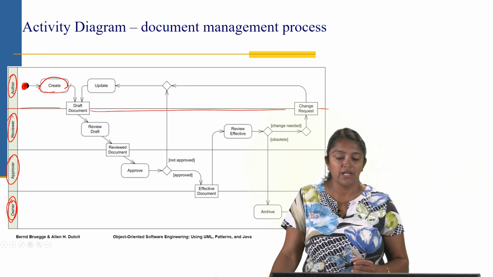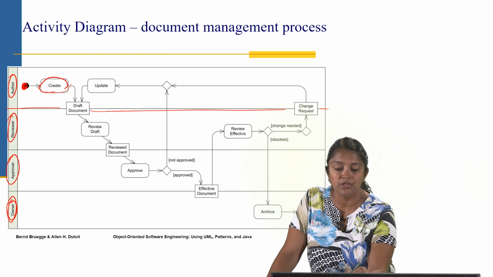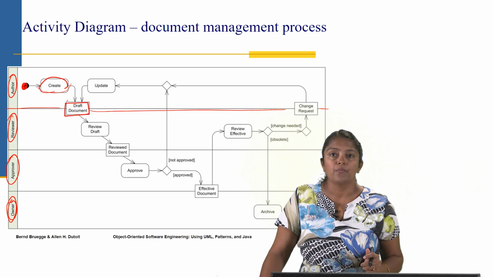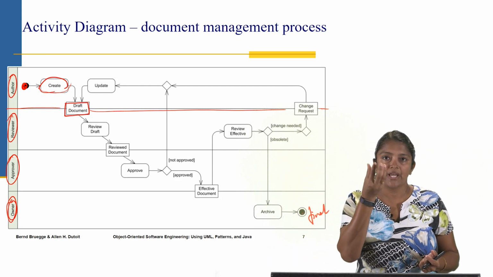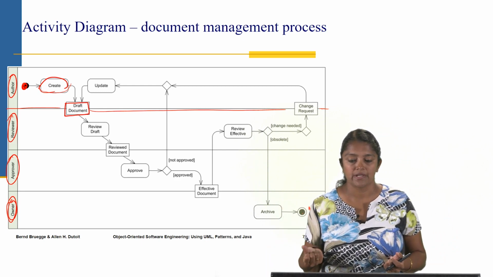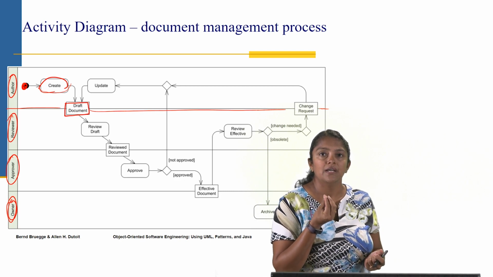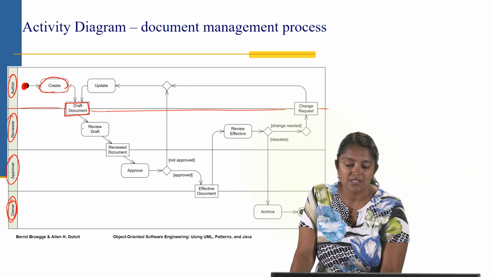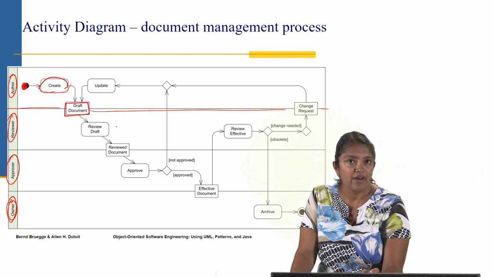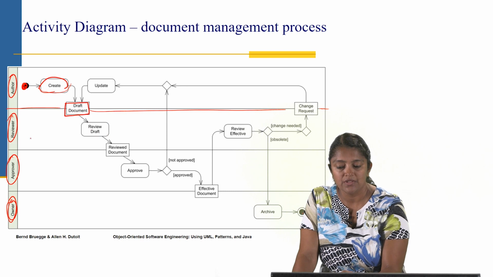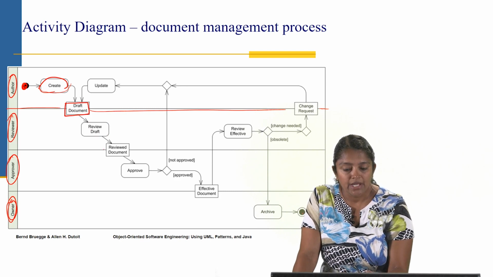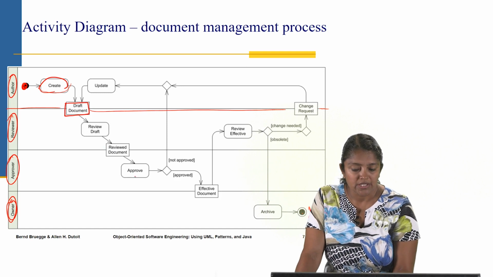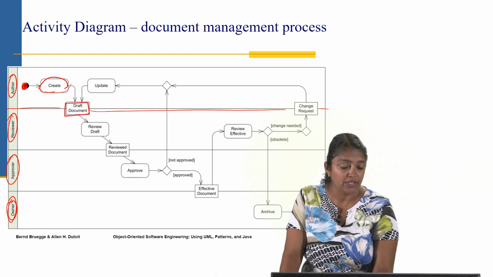Once the document is created, now in this notation you will see that we use a rectangle symbol to indicate data flow. So any data that's flowing from one activity to another is indicated using that rectangle symbol. In this case, that data is the draft document. So the author creates a draft document and sends it to reviewing draft activity. That's the second activity that's done by the reviewer. Then a reviewed document is passed on to approve, the next activity that's done by the approver.